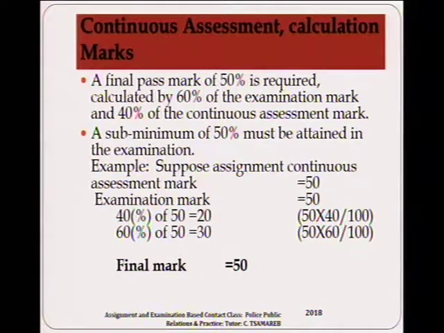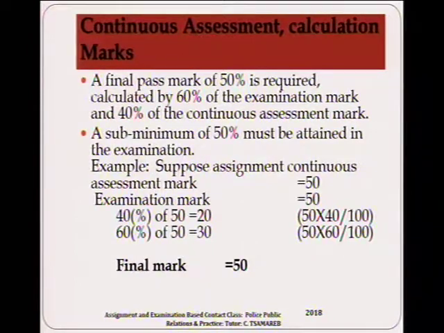A final pass mark of 50 is required, calculated by 60% of the examination mark and 40% of the continuous assessment mark. A sub-minimum of 50 must be attained in the examination. For example, suppose your assignment continuous mark is 50 and your examination mark is 50. Now the 50 for the continuous assessment will be calculated against the 40% weight. That will be 50 times 40 divided by 100. That gives you 20. Your contribution from the continuous assessment is only 20 to your final mark.